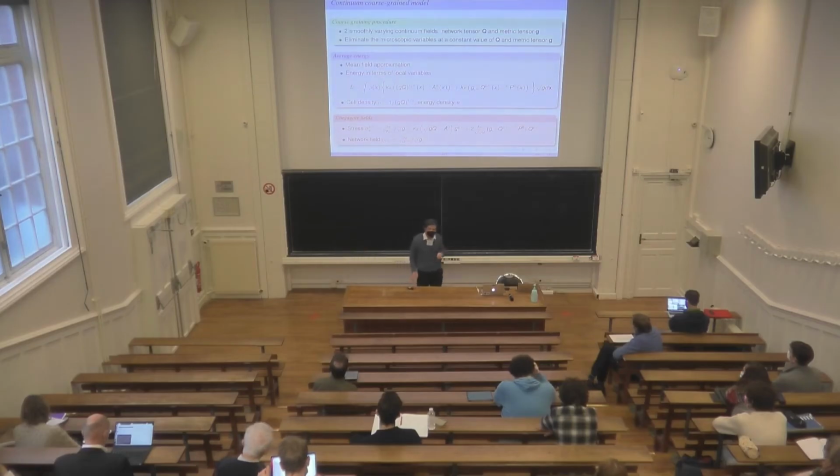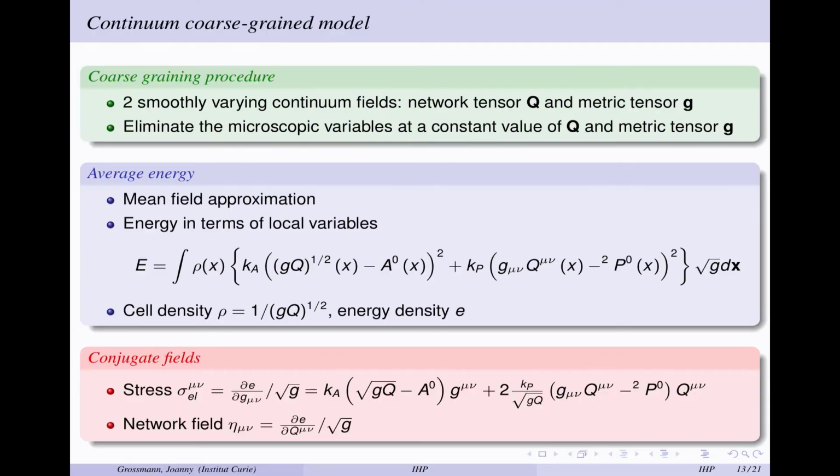Now, I cheated a bit because it only depends on G and Q and not the gradients. In the term that I call fluctuations, I could generate gradients if I wanted. I want to do simple things, so I haven't done that, but you could generalize the theory to include gradients of these two fields.